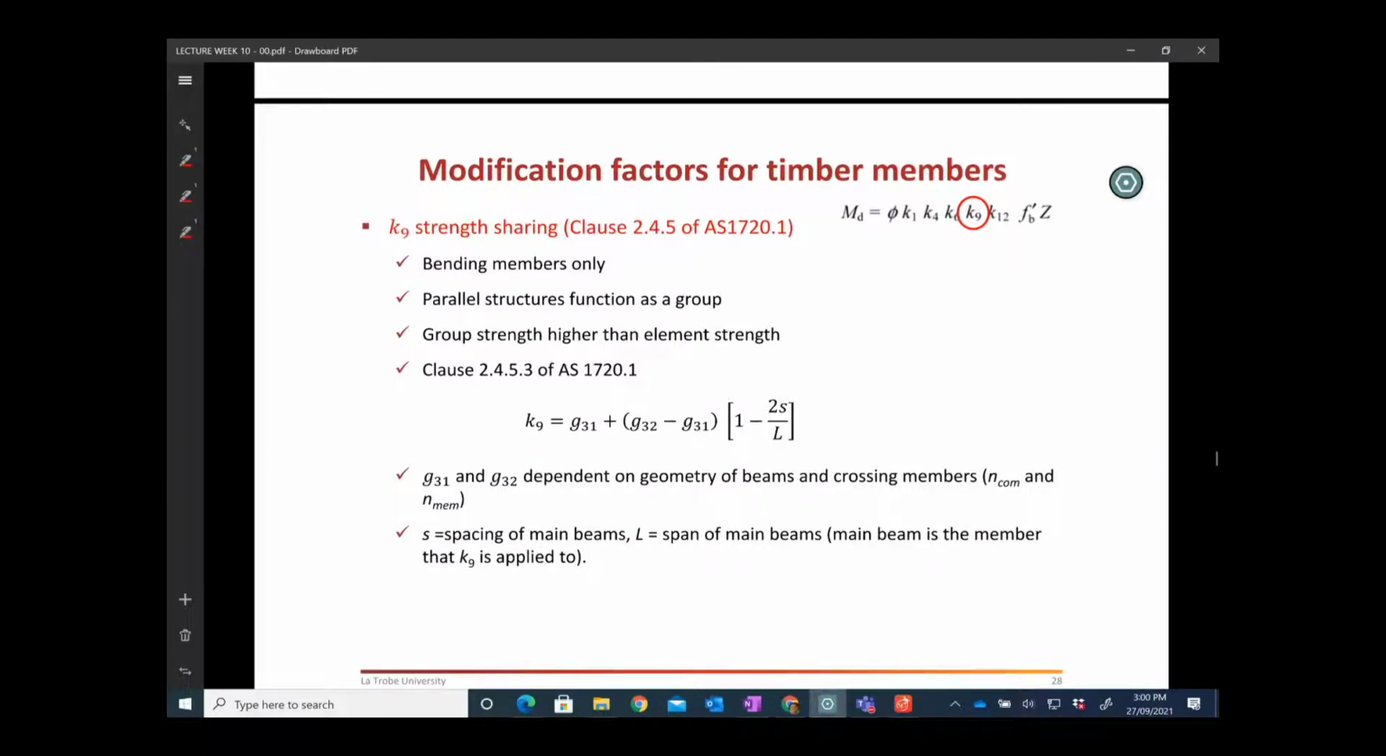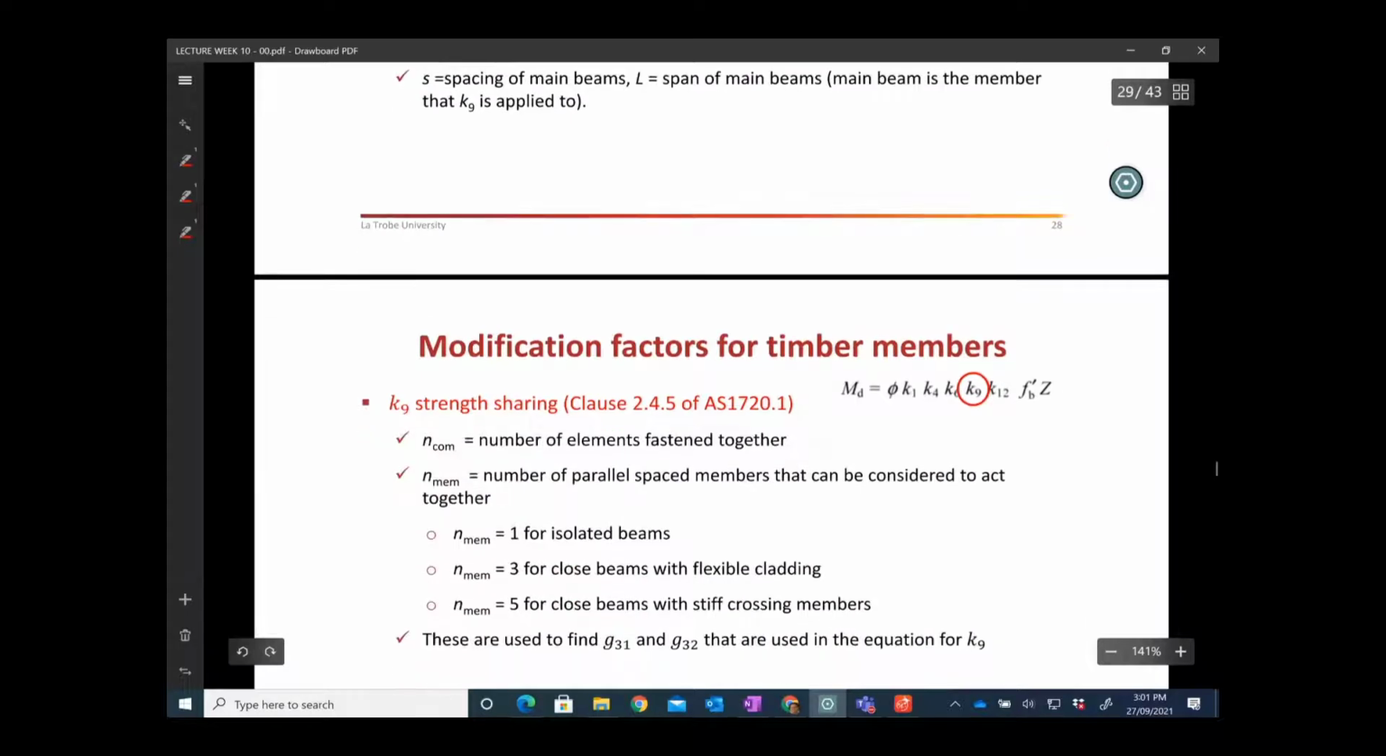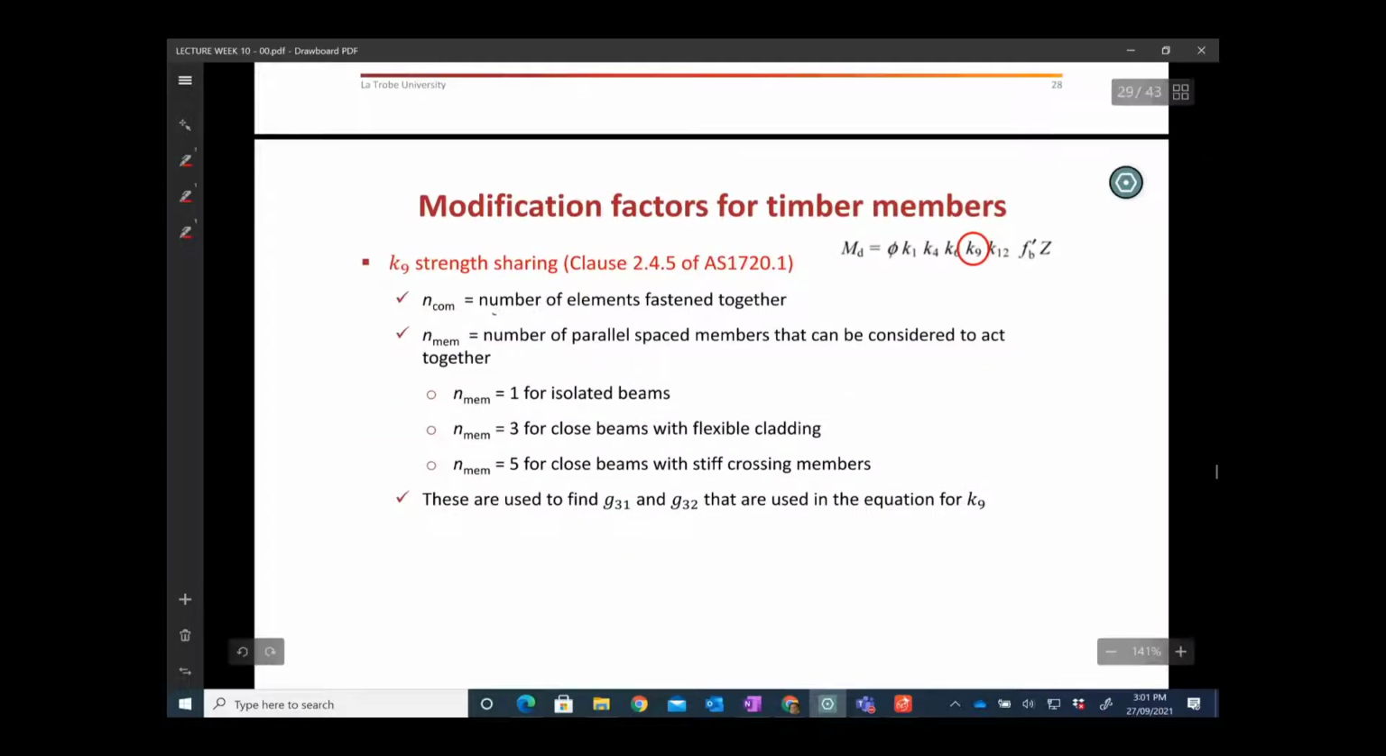As I mentioned, your beam is sitting in a system where the load is coming onto one beam, or onto two beams, or onto three beams, or two beams sitting together. Based on those situations, you have a strand sharing factor. They have equations that we're going to go through, and G31, G32, and S and L I will explain in the examples. Yes, so the number of fasteners or elements together is called N common, and this is N members, that I am going to explain.